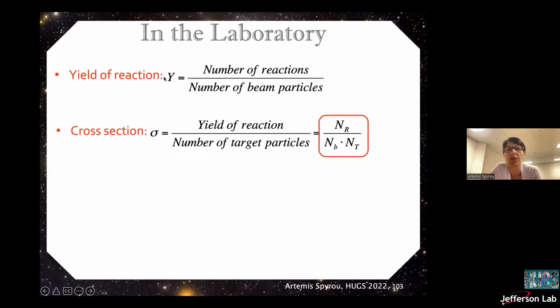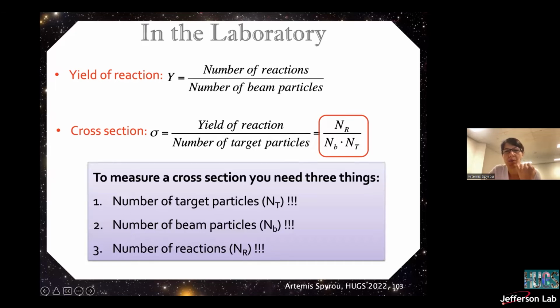If you want to measure the yield of a particular reaction, you need to know how many reactions happened divided by the number of beam particles. So in the end, the cross-section would be the yield of the reactions divided by the number of target particles. So we need three things: the number of target particles, the number of beam particles, and the number of reactions that happened. And I'll go through briefly some of the techniques to measure all of these.